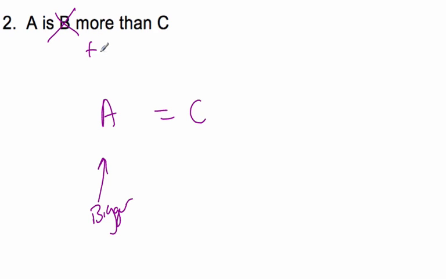A is B more than C. Again, same kind of idea. A does not equal C. I have to think about which one is bigger. Well, if I take out that A is more than C, that means, again, this one is bigger. How much bigger? Well, more means plus B. I have to add B onto C. A is now equal to C plus B, and this is an equation.